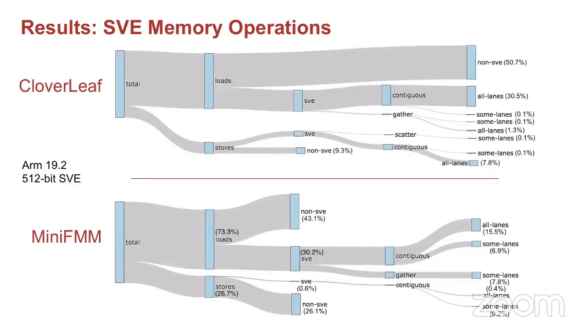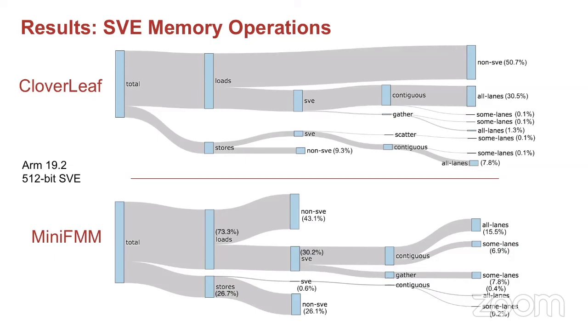Finally, in our paper we looked at how SVE was used for memory accesses. One of the new features in SVE compared to Neon is non-contiguous memory accesses in the form of gather loads and scatter stores. Of the applications we studied, Cloverleaf and mini-FMM use such non-contiguous accesses. This slide shows Sankey diagrams for the types of memory accesses performed by these two applications.